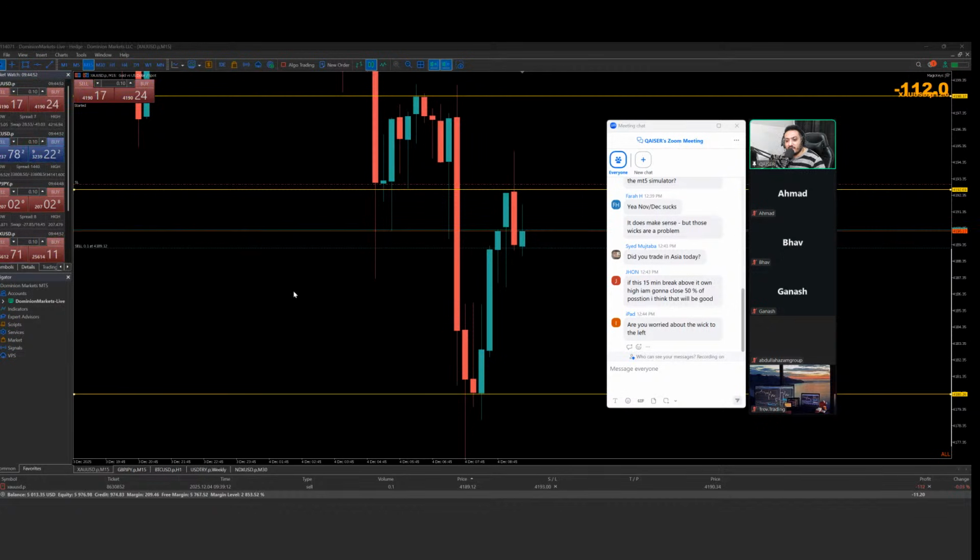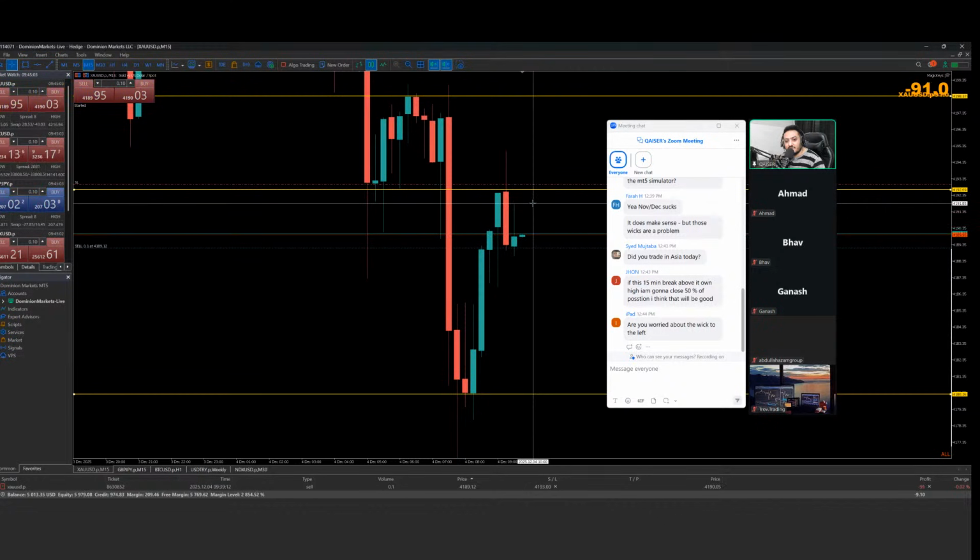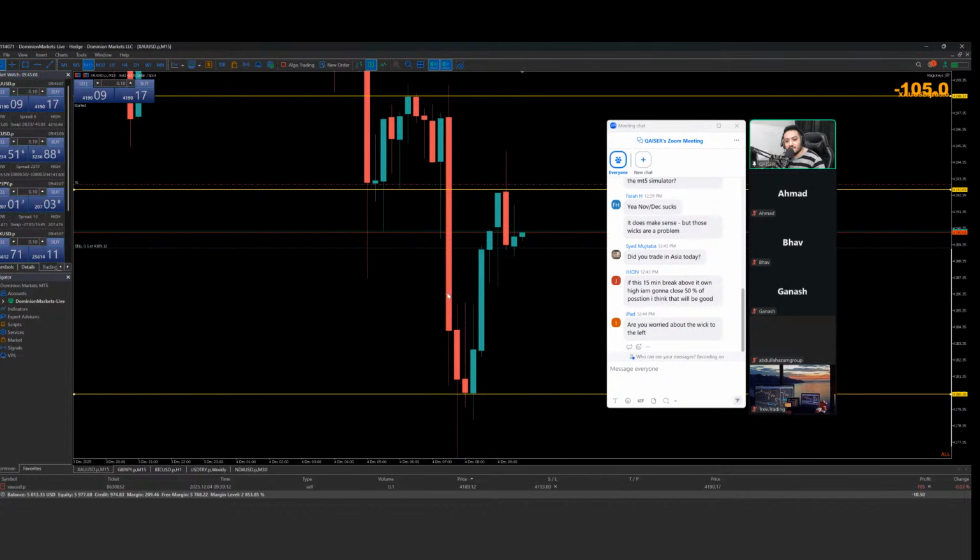If this 50-minute candle breaks above its own high, I'm going to close 50% of the position. I think that will be good. Yeah, that makes sense definitely. But look at this one, it closed with a small body and a long rejection. Look at this one. If this candle creates a wick and breaks the low, this also makes sense to continuously push to the downside.